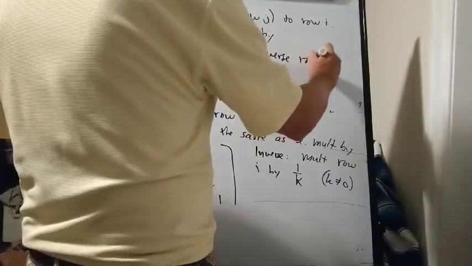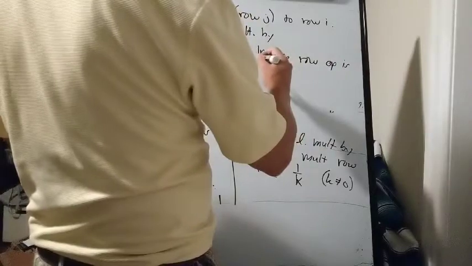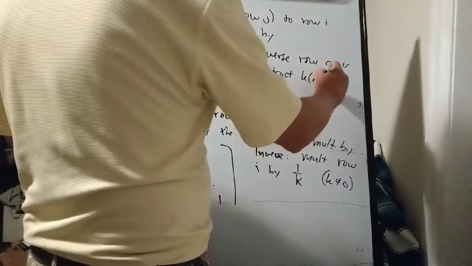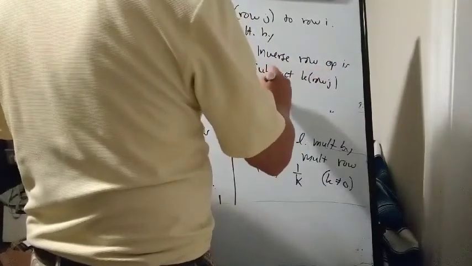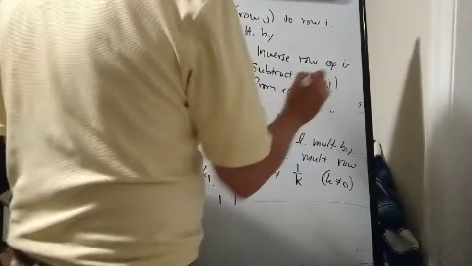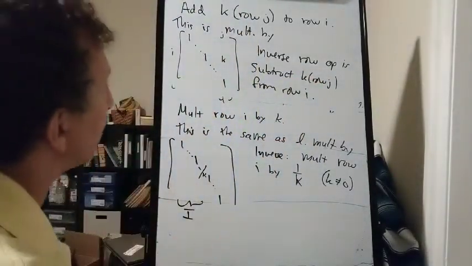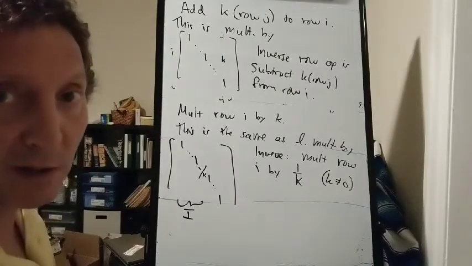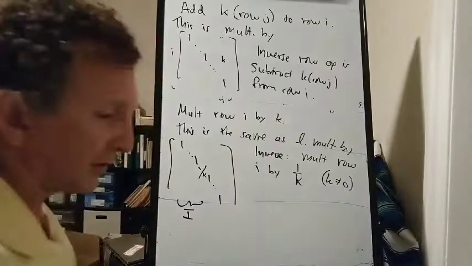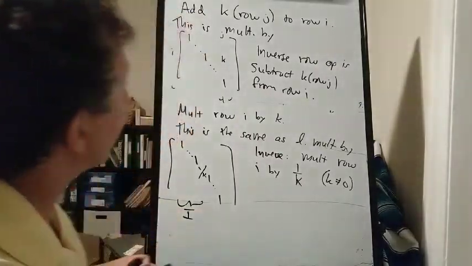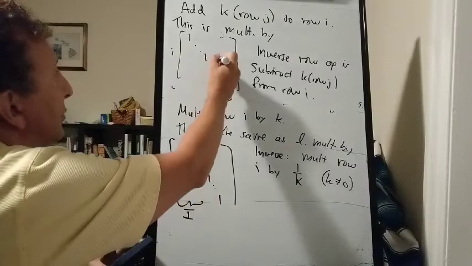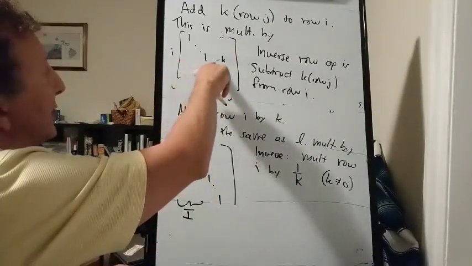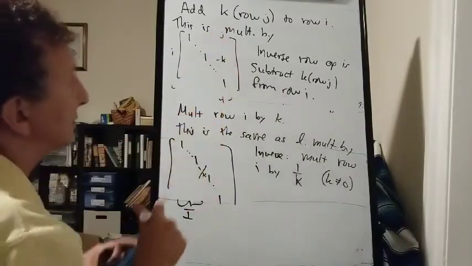Now the inverse row operation is subtract k times row J from row I. So if we add k copies of row J to row I and then subtract k copies of row J from row I, it's like we didn't do anything. So that's the inverse. And the matrix is just the same, except we'll have a minus sign here. Now row I becomes row I minus k times row J.